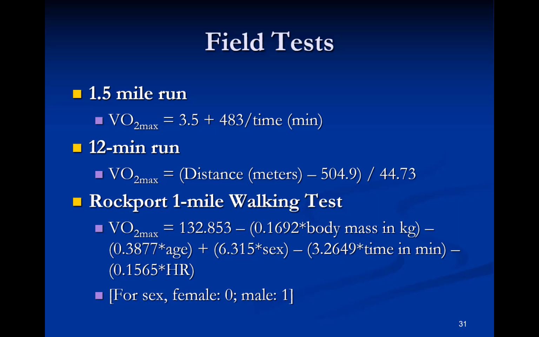All right, as far as field tests go, some of the more common ones that are out there, there's a 1.5 mile run. It's just the time that you get. You put that into this equation. It gives you an estimate of VO2 max. There's a 12-minute run, and it's basically how far you can go in 12 minutes. Put that in, and you get an estimate of VO2 max. There's a 1 mile walking test that you can use, which looks like a little bit more complicated equation. But regardless, you take into account the person's body weight, their age, their sex, how long it took them to walk the mile, and also their heart rate after that mile. All that goes into the equation to estimate their VO2 max.